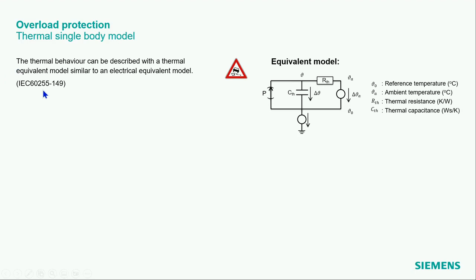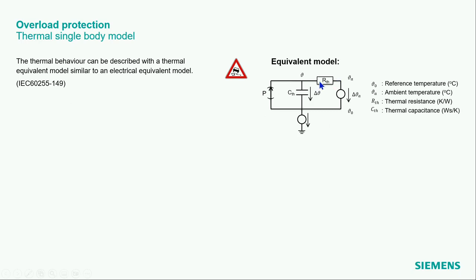following this IEC standard here. So here this single body model is described, and if you know the electrical circuits, what is the current source and the capacitor and the resistor, then you can easily understand also this equivalent model, where we have a current source in the electrical field. Here this current source now is a power. So this is the power I bring in, the power losses, which I have in the motor to heat up the motor. Then I have a thermal capacitance. This is like an electrical capacitance. And I have a thermal resistor here.